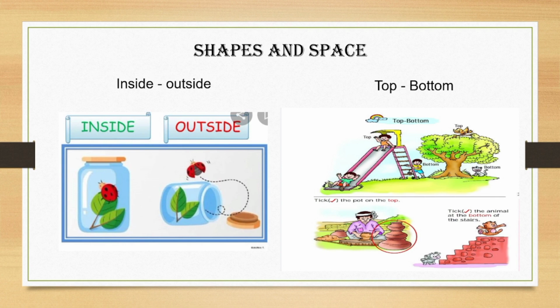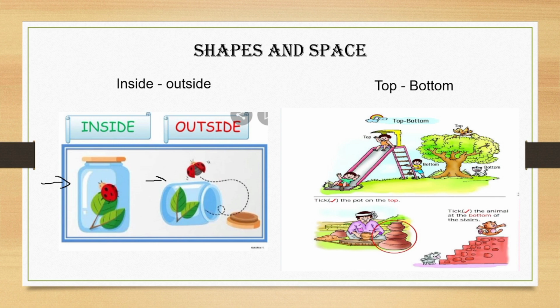There are certain terms which you should be familiar with in order to study more about shapes and space. So let us look into this. The first term is inside and outside. Look at this picture. In the first picture, we can see a bee is inside the bottle. The bottle is closed and the bee is inside.